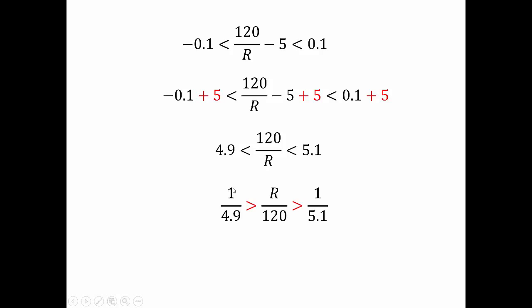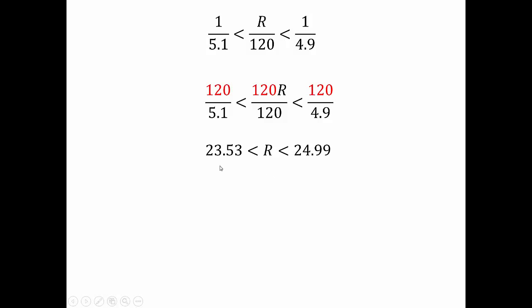Now I do kind of a crazy thing where I can flip these, but remember, when you do that, you're flipping the signs as well. So I'm 4.9 over 1, reciprocal. Flipping that one, flipping that one. And then I'm just, again, I mentioned this before, more comfortable with the smaller one on the left. So that's all I did here. And now finally, to get R by itself, I'm going to multiply all three pieces by 120.